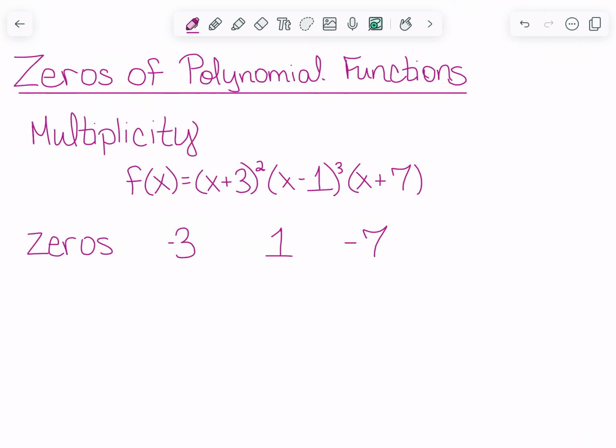And now each of these has a multiplicity. For the x plus 3 part, this appears twice in our polynomial because we have the x plus 3 squared. So this multiplicity is 2. The x minus 1 part of this function is cubed. That means it appears 3 times. So its multiplicity is 3. And x plus 7 only appears once. So its multiplicity is 1.